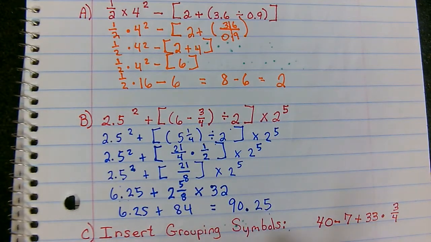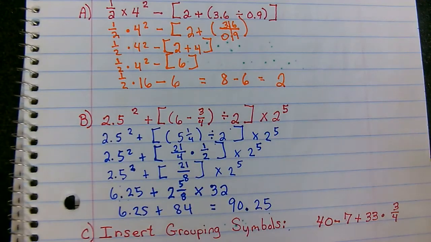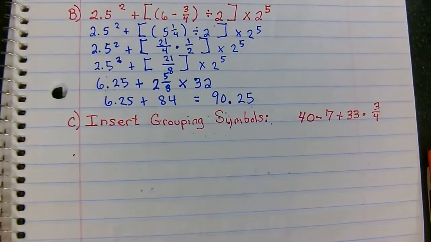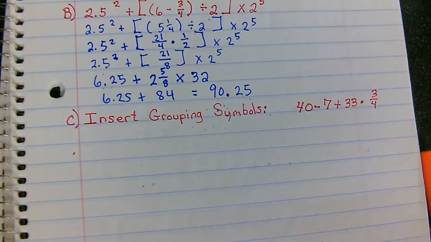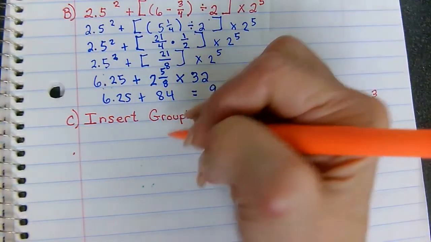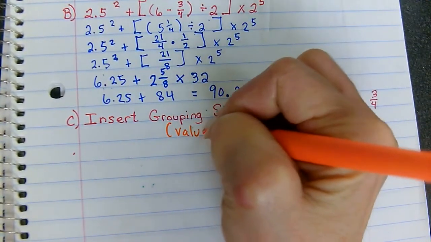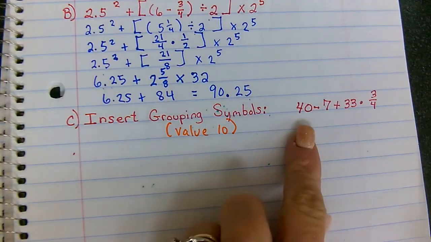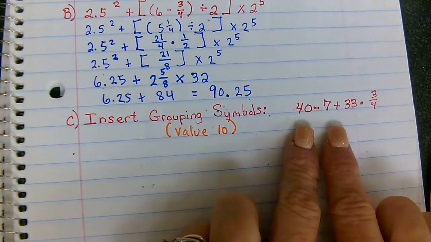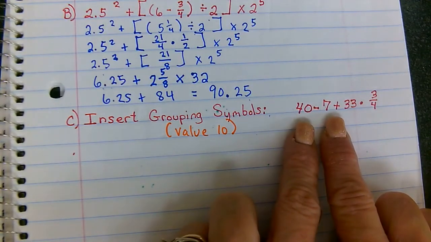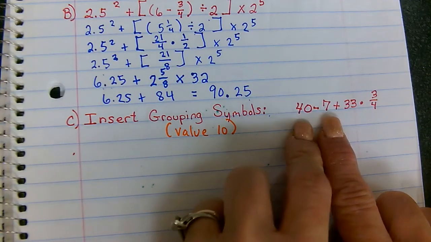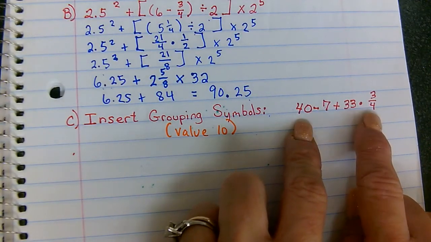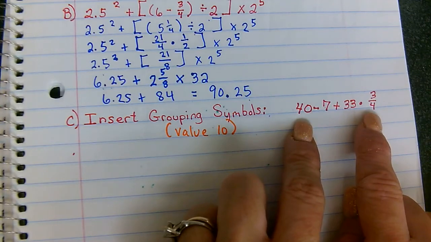Now when you have answers like this, you could finish with a decimal or with a fraction and still be correct. Now the next one says insert grouping symbols. So on this one, I want to insert grouping symbols here to get a value of 10. So let's put that value of 10. And what would I do to find that? Well, in order to get this, I would have to play around with this. Well, 40 minus 7 is 33 if I go that route first. 33 times 3/4. Do I want to do that?